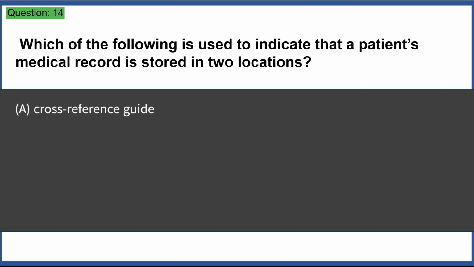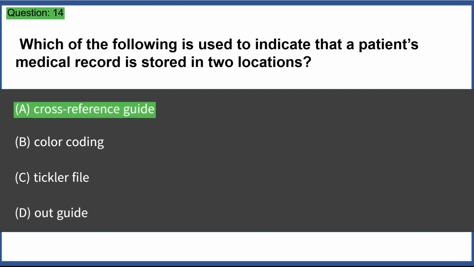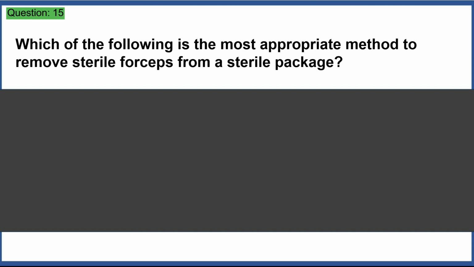Which of the following is used to indicate that a patient's medical record is stored in 2 locations? A. Cross-reference guide, B. Color coding, C. Tickler file, D. Out guide. Answer: A. Cross-reference guide.